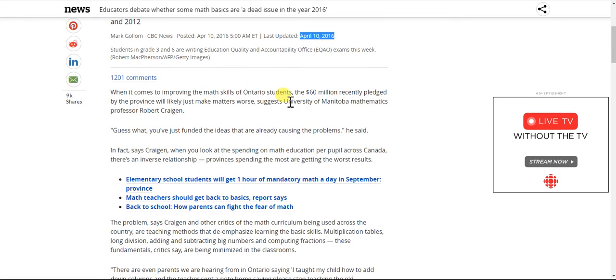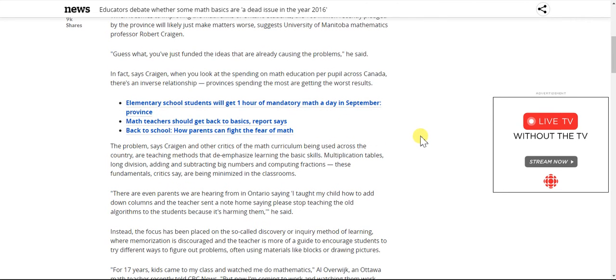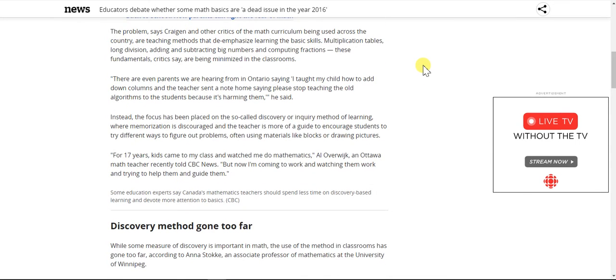When it comes to improving math skills of Ontario students, the $60 million recently pledged by the province will likely just make things worse, suggests University of Manitoba mathematics professor Robert Craigen. Guess what? You've just funded the ideas that are already causing the problems. In fact, he says, when you look at the spending on math education per pupil across Canada, there's an inverse relationship. Provinces spending the most are getting the worst results because they refuse to change the curriculum.